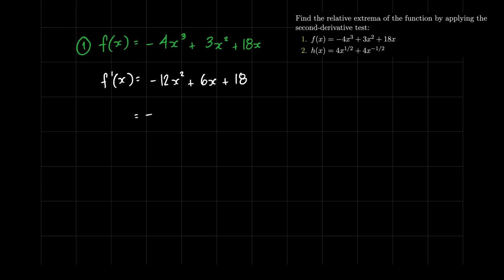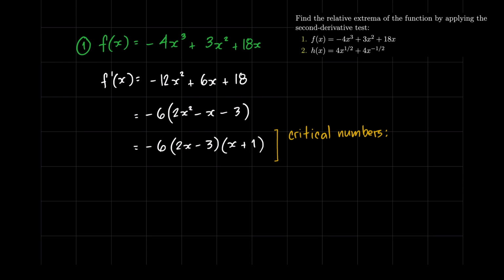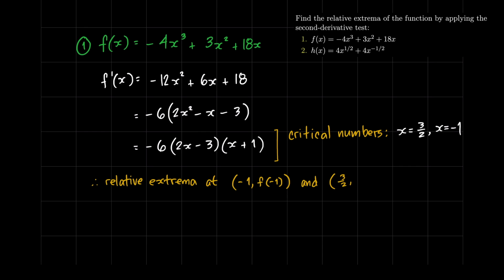Factor out natin si GCF na negative 6. Then factor si trinomial para makuha yung factored form na negative 6 times 2x minus 3 times x plus 1. Equating this to 0 para makuha ang critical numbers, we have x equals 3 halves at x equals negative 1. By the first derivative test, masasabi natin na may relative extrema si f of x sa point na negative 1, f of negative 1 at sa 3 halves, f of 3 halves.